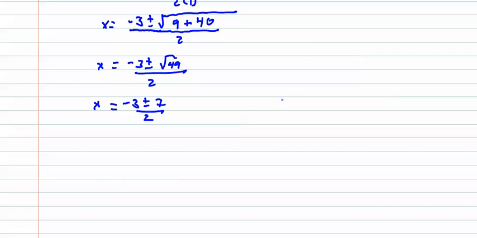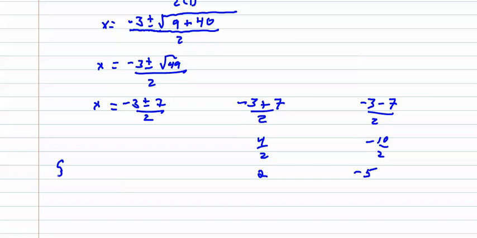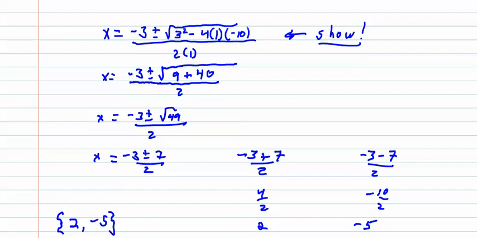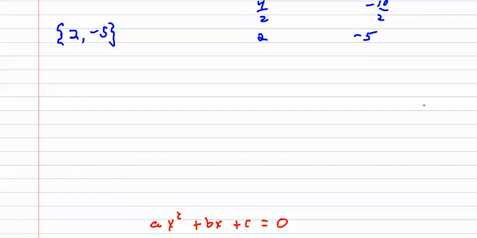Now, at this point, we have to break this up into two problems. Negative 3 plus 7 over 2, and negative 3 minus 7 over 2. Gives me 4 over 2, or 2. It gives me negative 10 over 2, or negative 5. Our solution is 2 and negative 5. All right? Pretty straightforward. We just substitute and simplify.